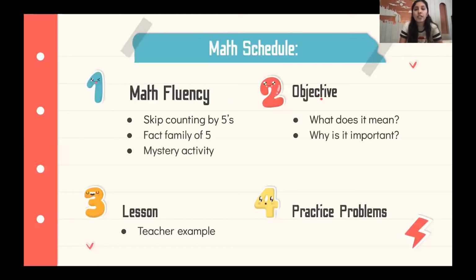Alrighty, so our math schedule for the day. First, we're going to do some math fluency, which is going to be skip counting by fives. We're going to go over the fact family of five, and we're going to have a little fun mystery activity. The second thing we're going to do is our objective. We're going to go over what it means and why it's important. The third thing is the lesson, which will have a teacher example. And then we're going to have practice problems for step 4, okay? So let's get on to it.